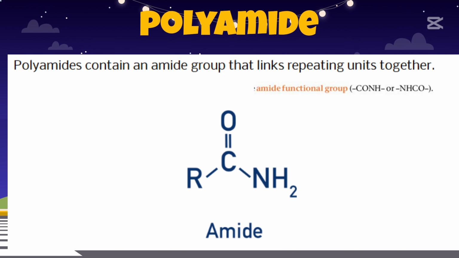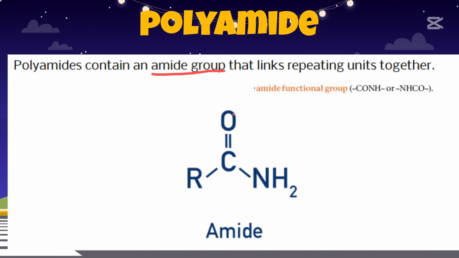First one that we're going to look at is polyamide and how we form the polyamide. Now, polyamides contain the amide functional group that links the repeating units together. Once again, polyamides contain the amide functional group that links the repeating units together. We're going to look at how we form the amide, but this is how the amide group looks.